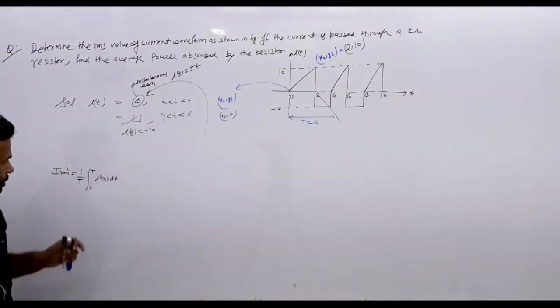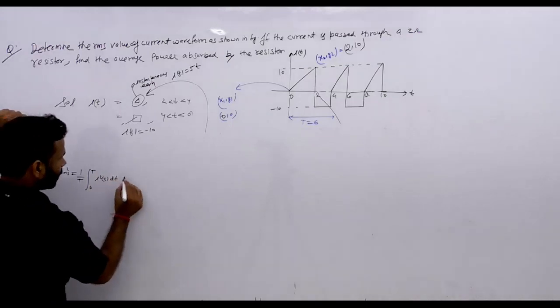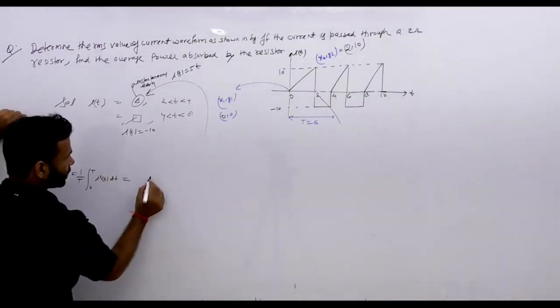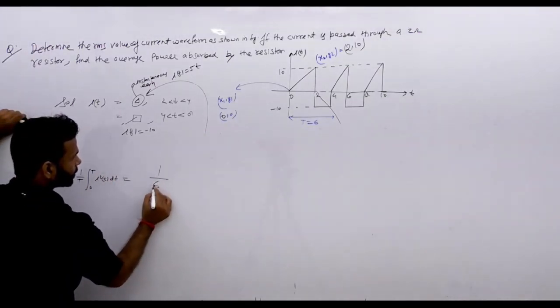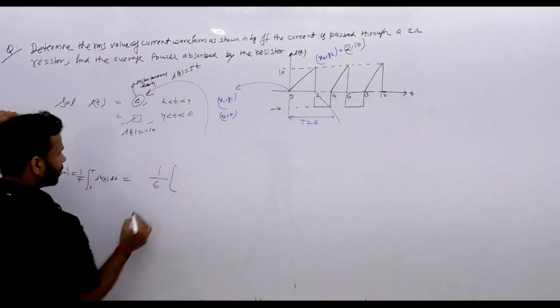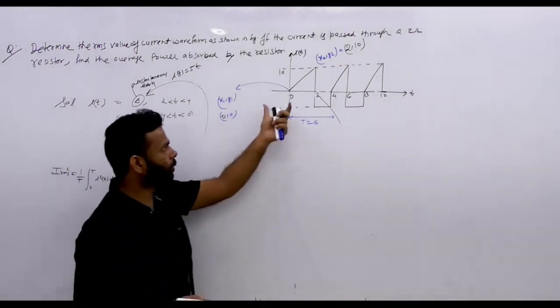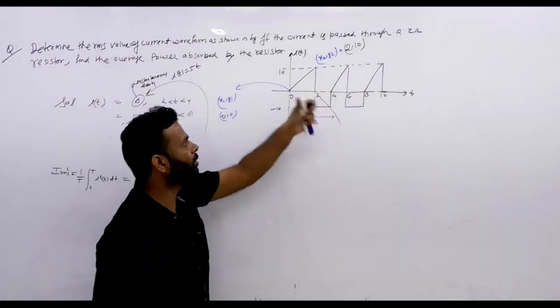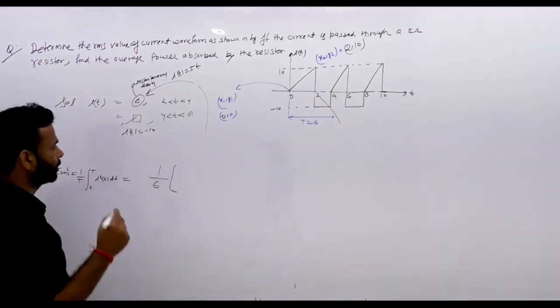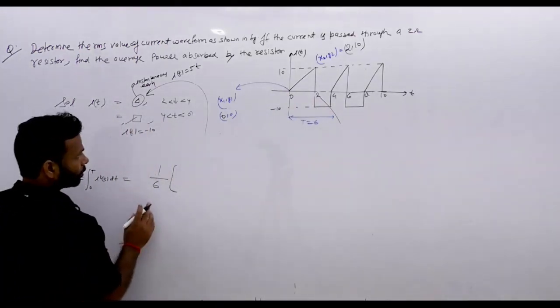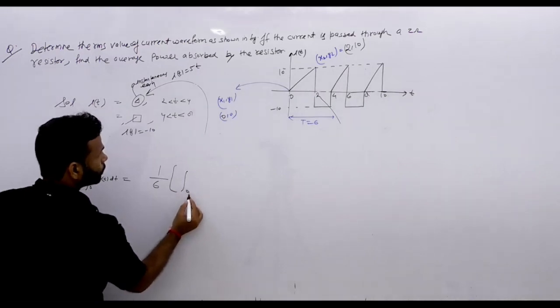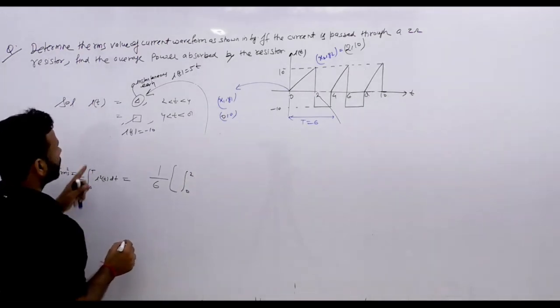So if we now see, we will have the time period of 1 by 6. So it is 1 by 6 now. Now the waveform is varying in two ways. First is triangular, then rectangular. So for the triangular region we have 0 to 2, and how much is the instantaneous value?